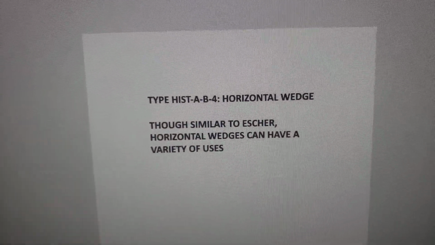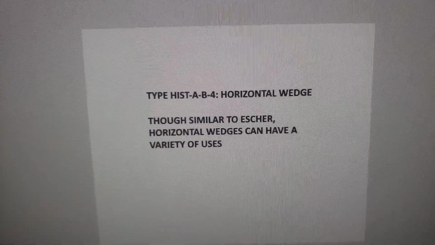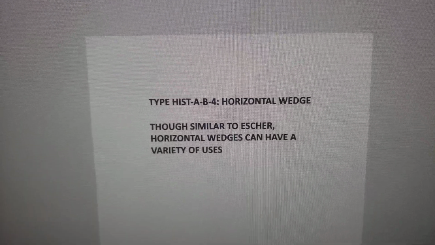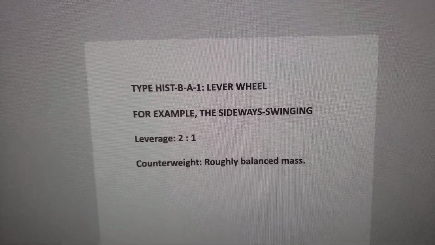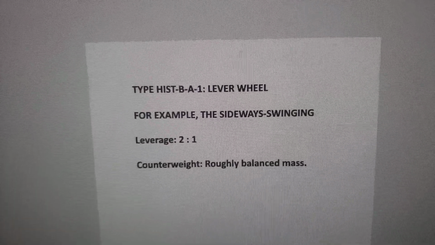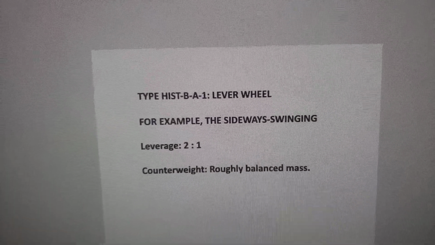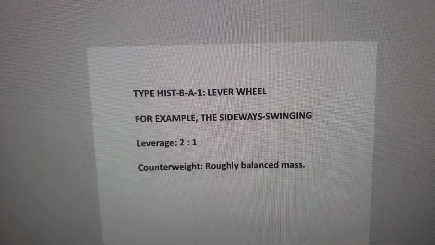Type history AB4, horizontal wedge. Though similar to Escher, horizontal wedges can have a variety of uses. Type history BA1, lever wheel. For example, the sideways swinging, leverage 2:1, counterweight, roughly balanced mass.